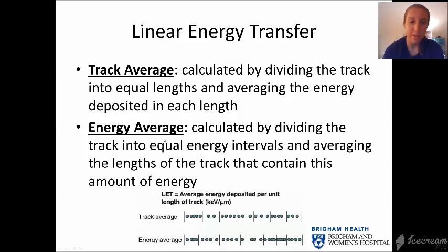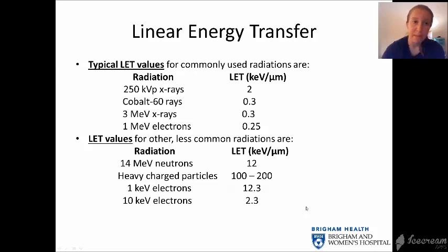Then the energy average is calculated by dividing the track into equal energy intervals and averaging the length of the track that contains this amount of energy. So, keeping the energy the same, but then deciding what the track lengths should be. So it's a little bit easier to use the track average, and I understand why they use it. And now some typical LET values that are commonly used.